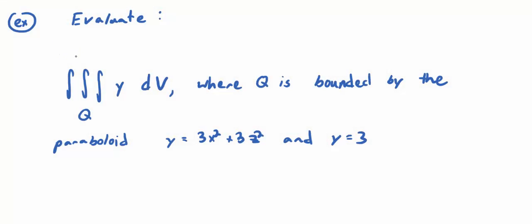Okay, so we're going to evaluate the triple integral over Q of y dV, where Q is bounded by the paraboloid y equals 3x squared plus 3z squared, and y equals 3.